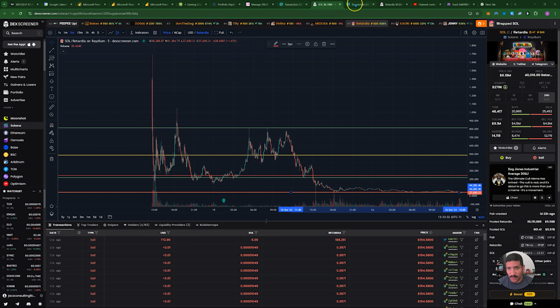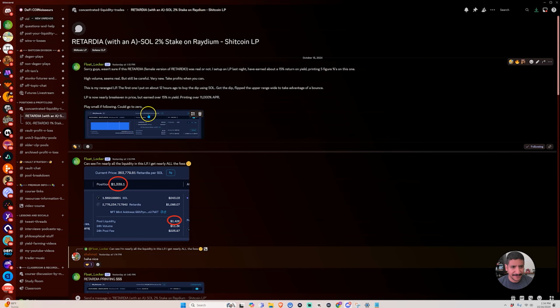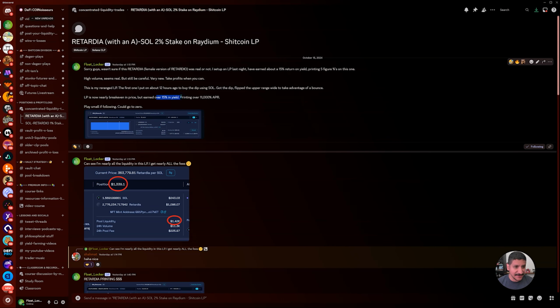Price dropped about 67%, but at the max, I think it was down about 45, not even 50%. So not only did I benefit from buying RETARDIA at a lower price, but I also didn't take the full drawdown. Right. I shielded myself by using a Solana heavy liquidity pool and also generated yields on top of that, which I generated. Let me pull it up here. A 15% yield overnight. So that's a bonus.